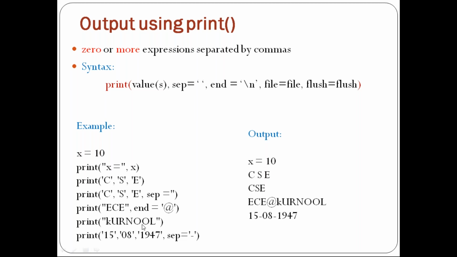And in the last print statement, 15, 8, and 1947 are separated by a comma. If you don't have the separator field, the default value for the separator is a space, so you will be getting 15 space 08 space 1947. Let us say if you'd like to have the date format, then I can make use of the separator field value as a hyphen, so that I will be getting 15-08-1947.